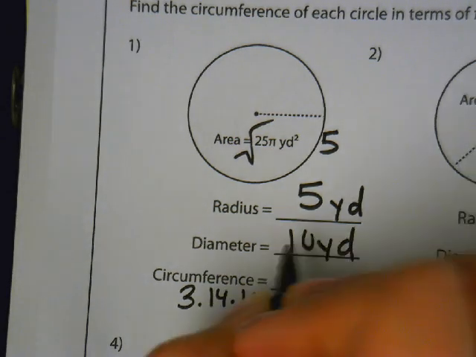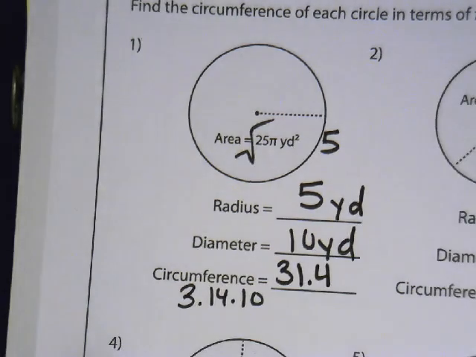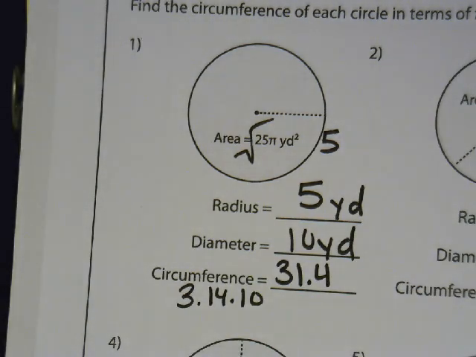Why does the decimal move? 31.4. Because you're multiplying by 10. When you multiply by 10, you just move it one time.